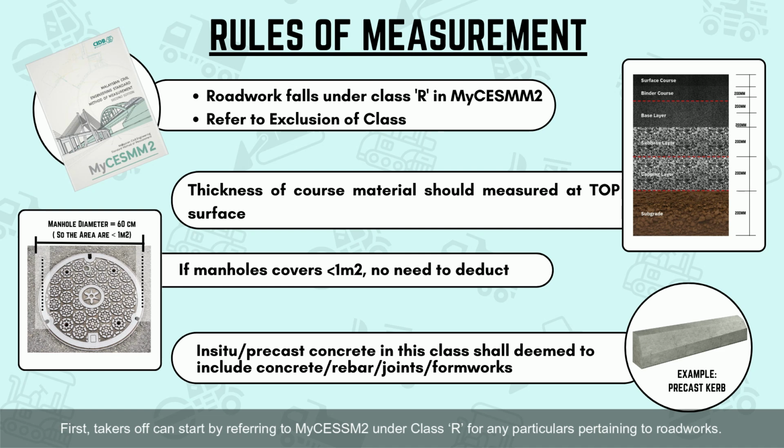First, takers off can start by referring to MyCESMM2 under class R for any particulars pertaining to roadworks. Second, keep in mind that the thickness of the course material shall be measured at the top surface. Third, there is no deduction if the manhole covers are less than 1 meter square. Fourth, any in situ or precast concrete in this class shall be deemed to include concrete, rebar, joints, or formworks.